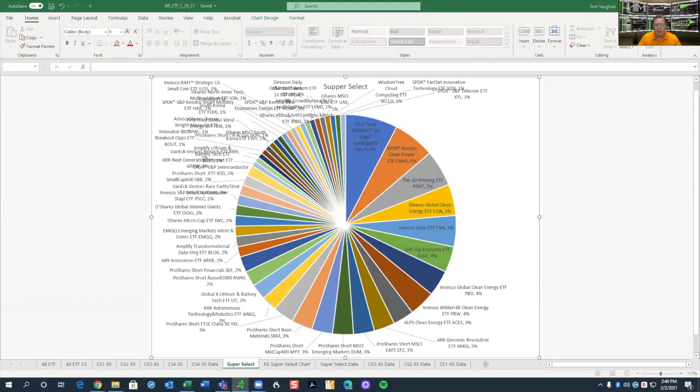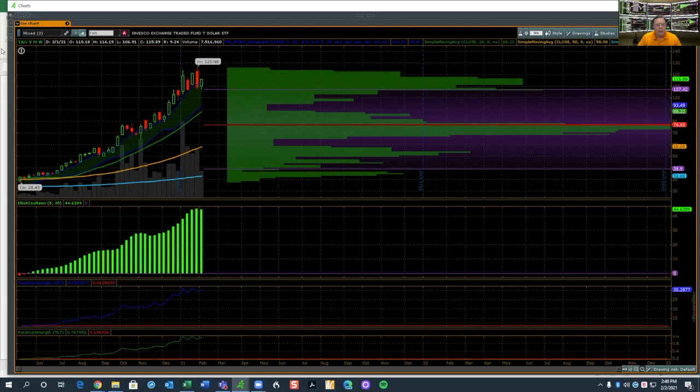So I'll give you an example. This is TAN, Invesco Solar. It's a piece that we have in our portfolios right now. And what I'm looking for down here is 9 month. This is a 9 month chart, for example.